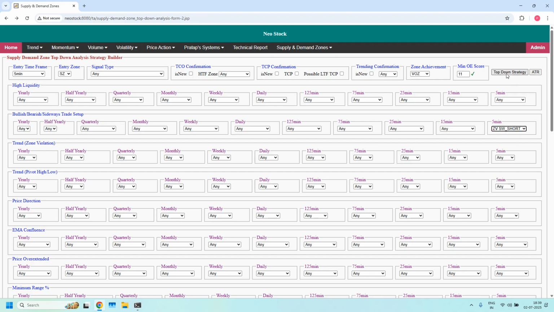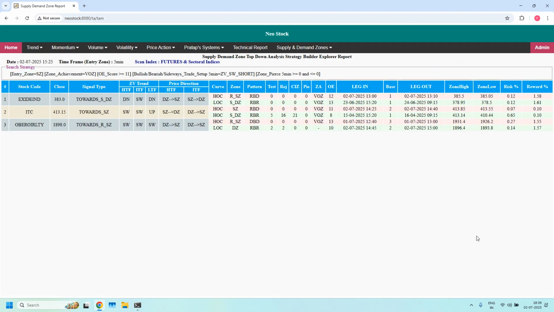Sideways short, we got 3 stocks. Sideways short trade setup for hourly income trade, and entry time frame zones are 5 minute supply zones. We got 3 stocks. Next, bullish trade setup for hourly income trade.